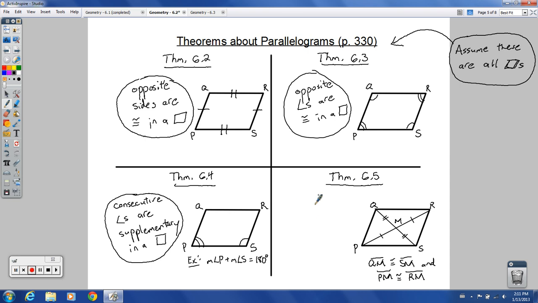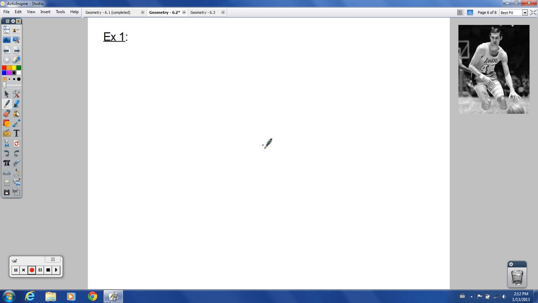And so what is this saying in words? It's saying that the diagonals bisect each other in a parallelogram. So these are our four major theorems for this lesson. These are some properties that we can assume always hold true if you are told, or if you can assume, that the shape itself, the quadrilateral itself, is a parallelogram. So let's check out some examples to see what we have there.